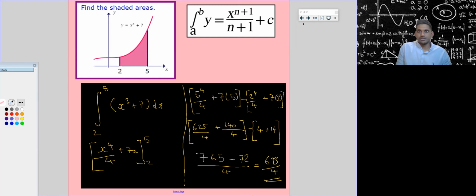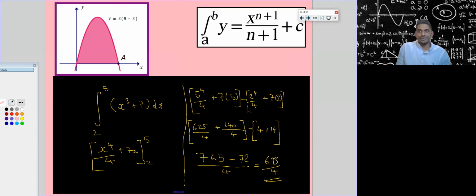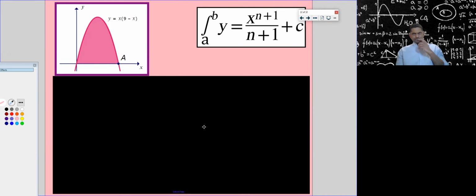Can't remember what's on this next slide. Yeah, all right. So last one. Again, if I ask you to find the area of the shaded region, this time I'm expecting you to figure out the limits. So hopefully you can see that these limits occur when y equals 0. So if we set this equal to 0, it will follow that x equals 0 and x equals positive 9.